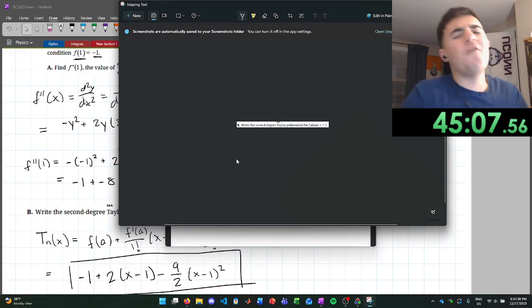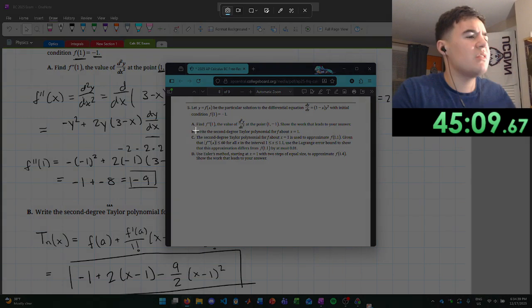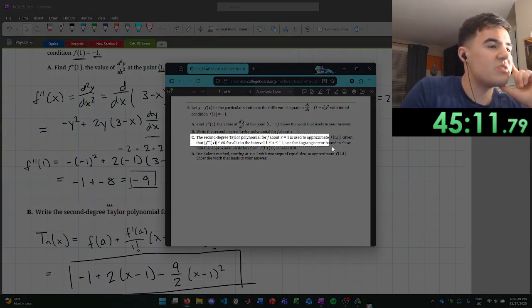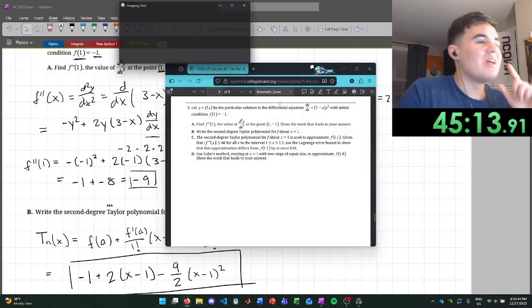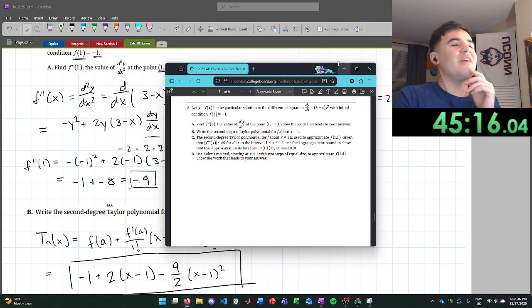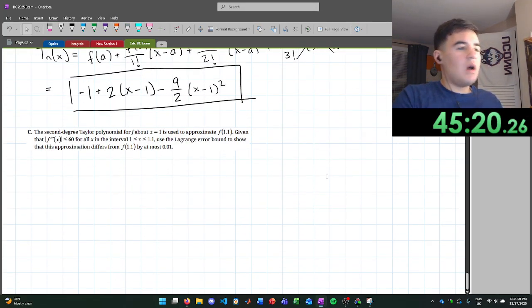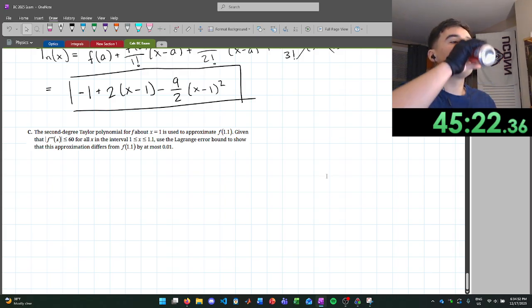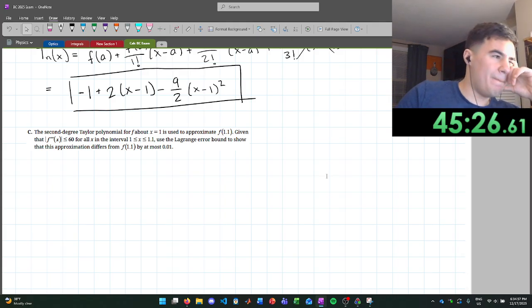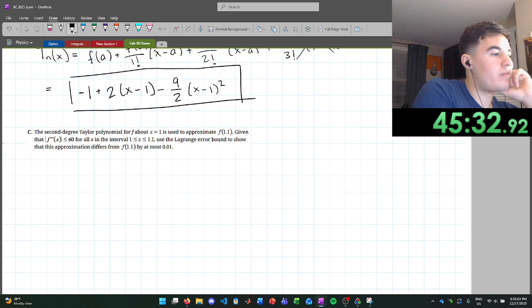Next question. This is a bad question. I don't remember at all what the Lagrange error bound is. Let's see. What does this mean? So f triple prime is less than or equal to 60, right?